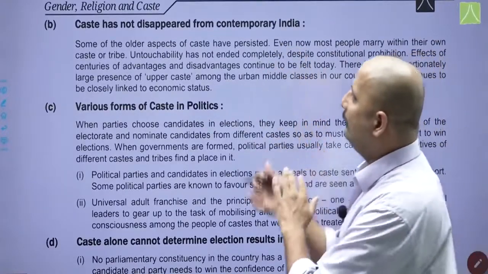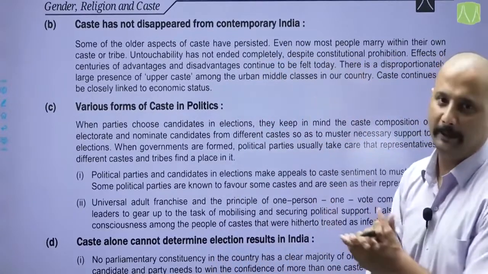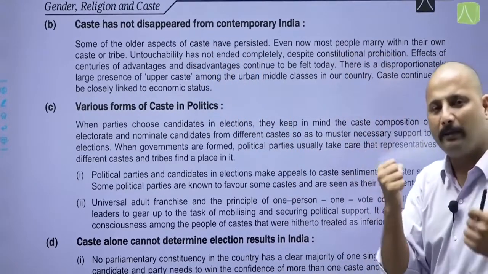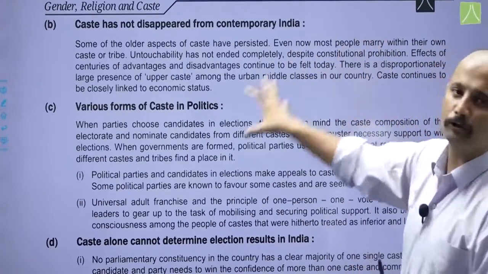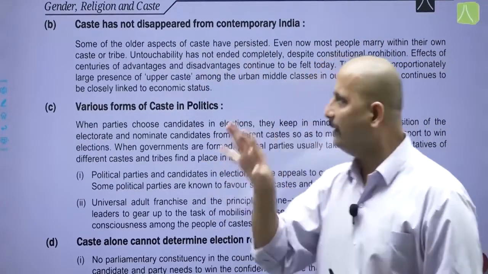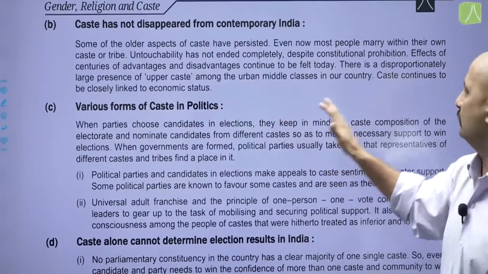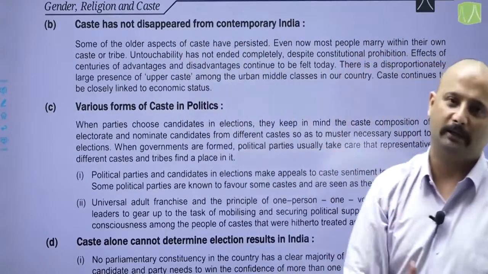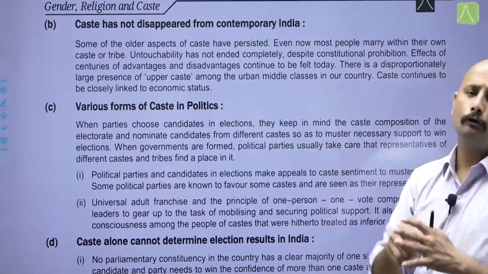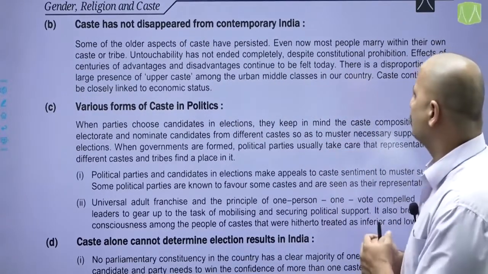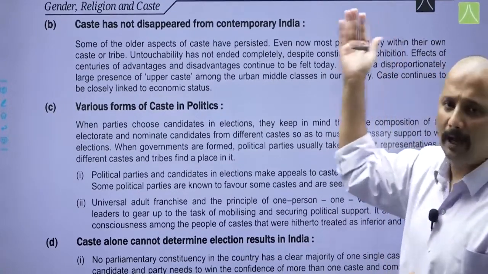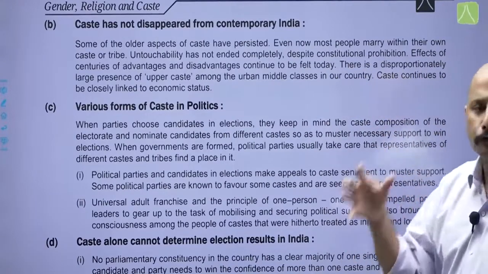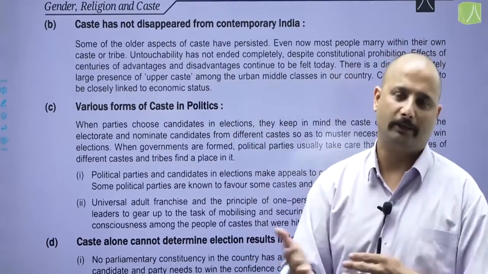But caste has not yet disappeared completely from contemporary India. Some of the older aspects of caste have persisted. Even now most people prefer to marry in their own caste or tribe, and untouchability has not ended completely despite constitutional prohibition. The effects of centuries of advantages and disadvantages of the caste system continue to be felt even today by the lower caste groups. There is a disproportionately large number of upper castes among the urban middle classes, and caste continues to be closely linked to economic status.